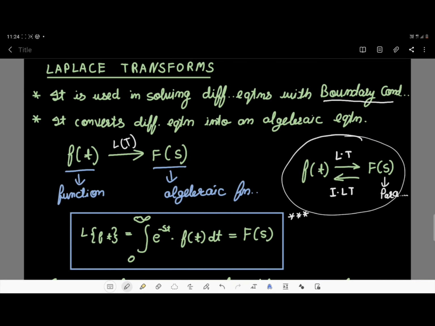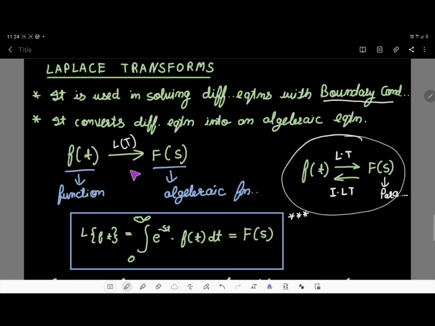So in this video I will cover Laplace transforms. Now, the Laplace transform is used in solving differential equations with boundary conditions. Whenever boundary conditions are given in the differential equation, we can solve that particular differential equation using Laplace transforms. Next, it converts a differential equation into an algebraic equation.